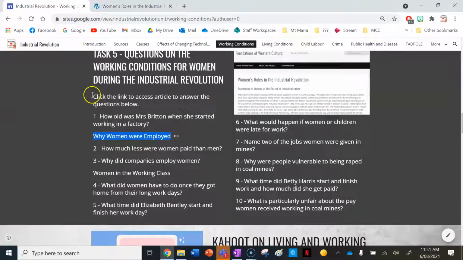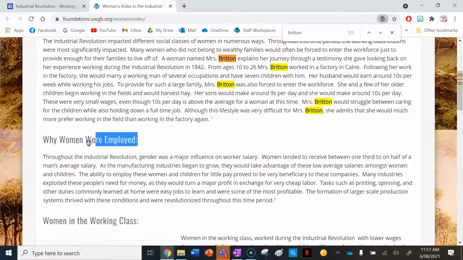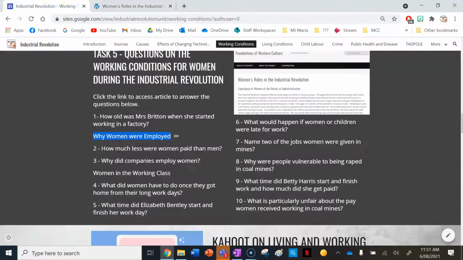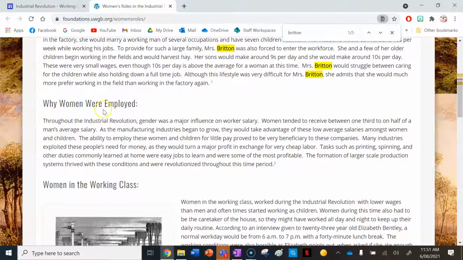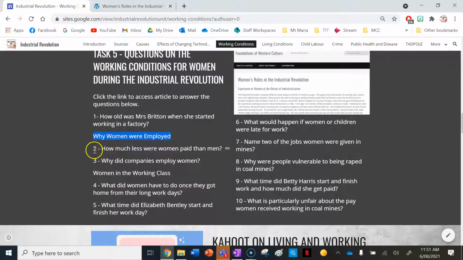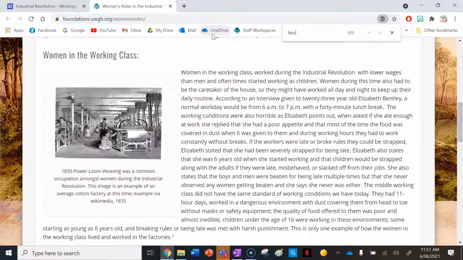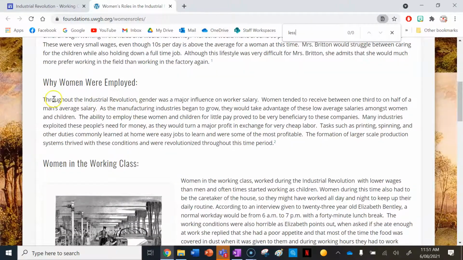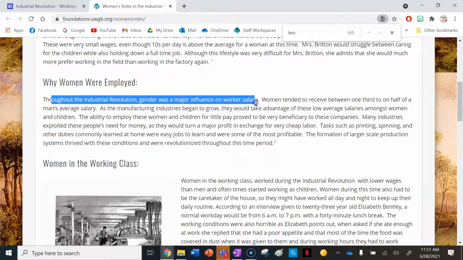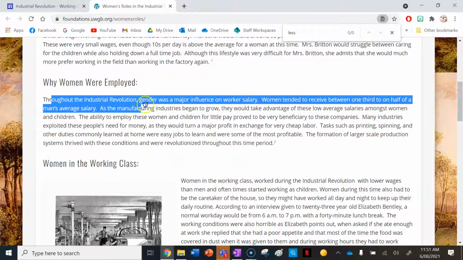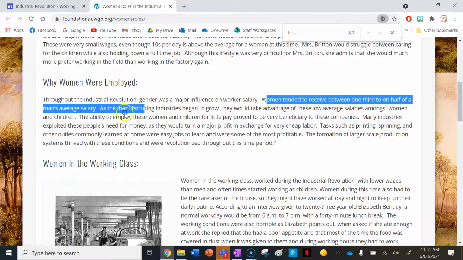Now, I've got a little heading here, why women were employed. So I know the answer for the next 2 questions is going to be in this paragraph here. So number 2, how much less were women paid than men? So I'm going to find the word less. Okay, it's not there, so I'm going to have to read this paragraph. Throughout the Industrial Revolution, gender was a major role in its working salary. Women tend to receive between 1/3 to half of a man's average salary. So there's my answer there.